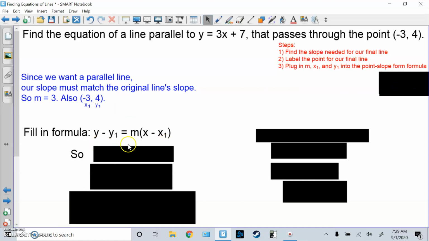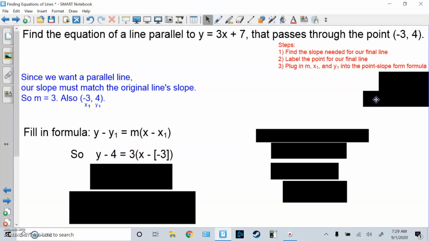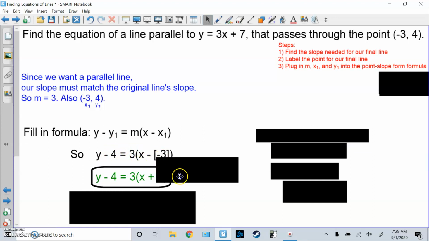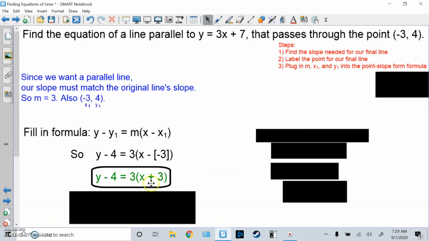Alright, you always leave y and x alone, but when you fill in y1 and x1, make sure you use parentheses or brackets if it's negative. So this will be y minus 4 equals m is 3, parentheses x minus, and x1 is -3. When you subtract a negative, that's really adding, so fix that sign, and then you're done.